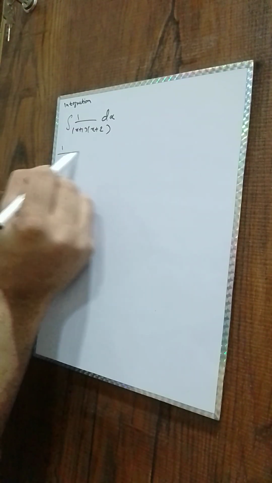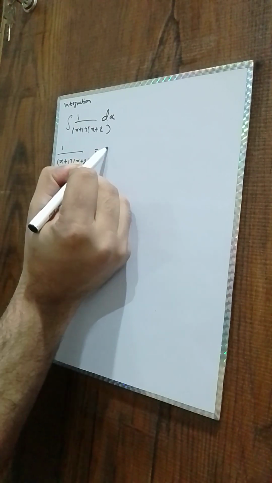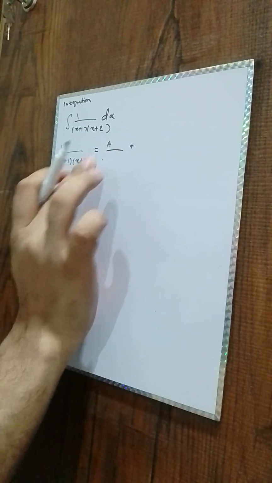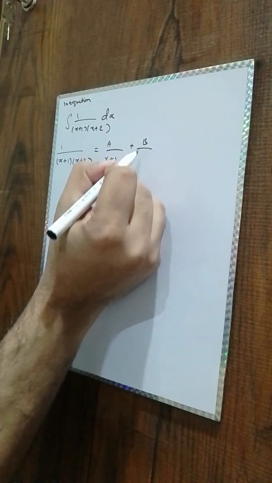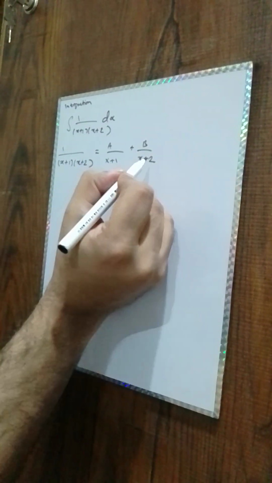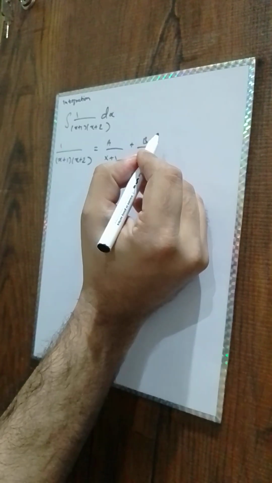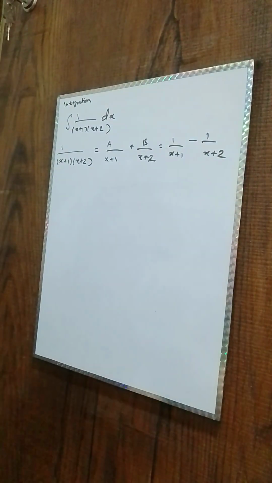So the fraction is 1 by (x plus 1)(x plus 2), and it is equal to A by x plus 1 plus B by x plus 2. This is the general form in case 1 of partial fractions. So we go about solving for integration this time, not the partial fractions. The partial fraction in this case, as we found out, was 1 by x plus 1 minus 1 by x plus 2. So this is the function that we integrate now.